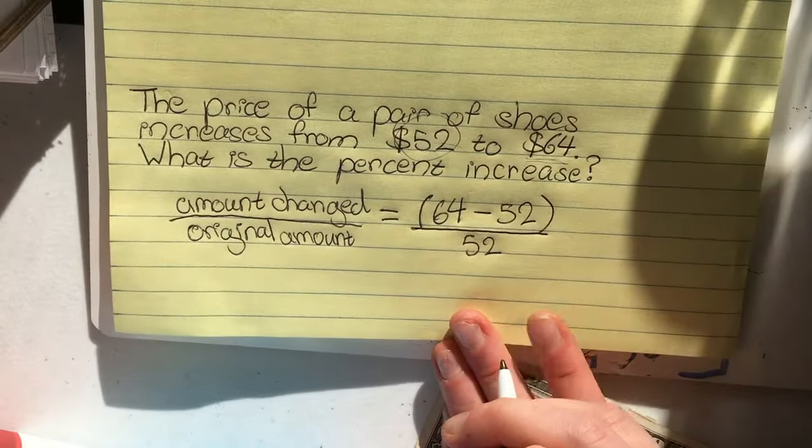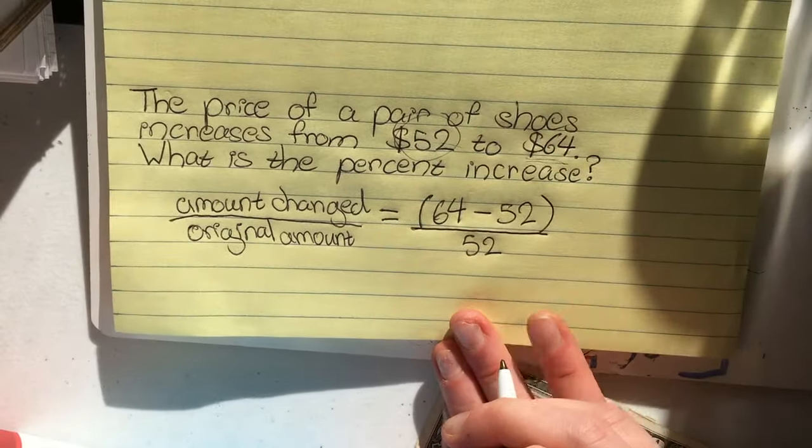Now again, you can plug this into your calculator or do it on paper, the long division, and you should get about 0.231. Now that's rounding a little bit. This is a long decimal, but we can round to about 3 or 2 decimal places. Now I have this answer. This is my answer in a decimal form, but I want the percent increase.